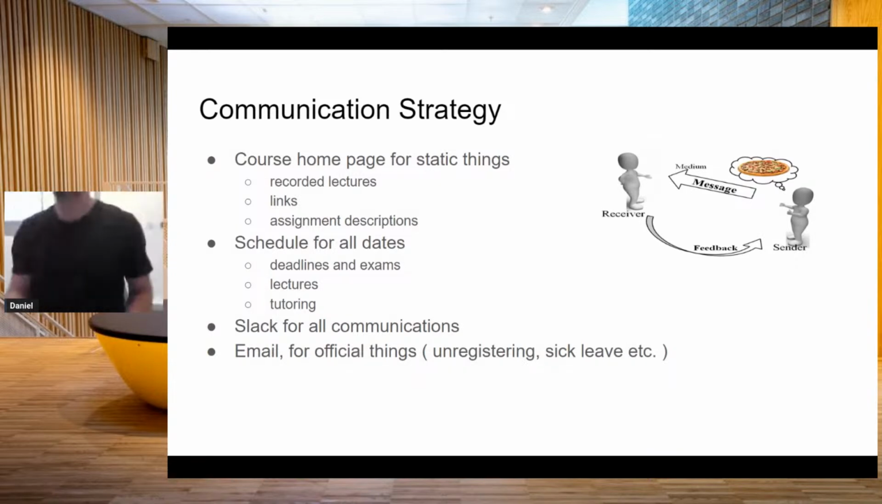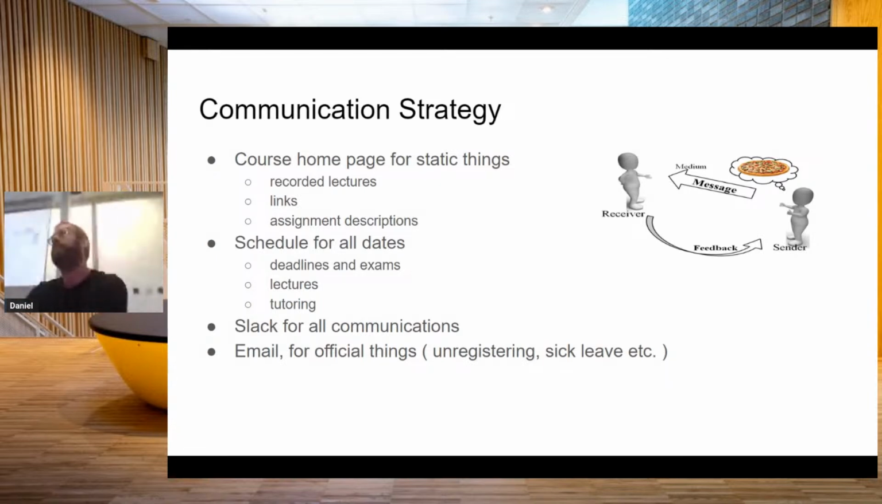like unregistering or sick leaves or things that are more, let's call it, legal things, where you really want it to be saved forever, because everything you email is saved forever, right? Because then you're emailing a government institution, and then everything is archived and things like that. So if you're doing something that is potentially important for you, like unregistering or something like that, then that's going to be for email. But always also communicate to me through Slack. Okay.